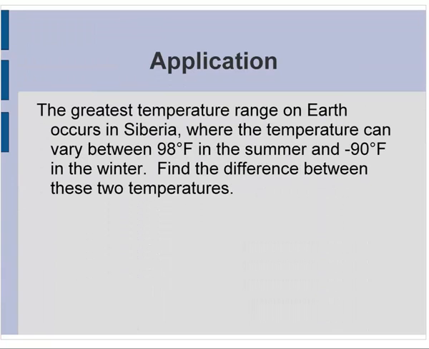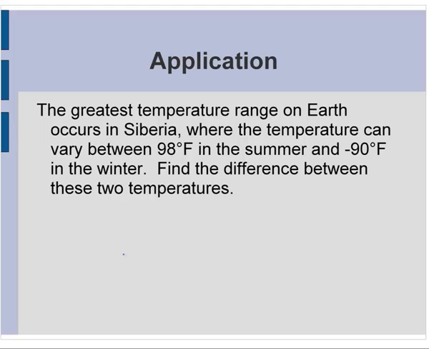And we'll finish off the section with an application. The greatest temperature range on Earth occurs in Siberia, where the temperature can vary between 98 degrees Fahrenheit in the summer and negative 90 degrees Fahrenheit in the winter. Find the difference between these two temperatures.